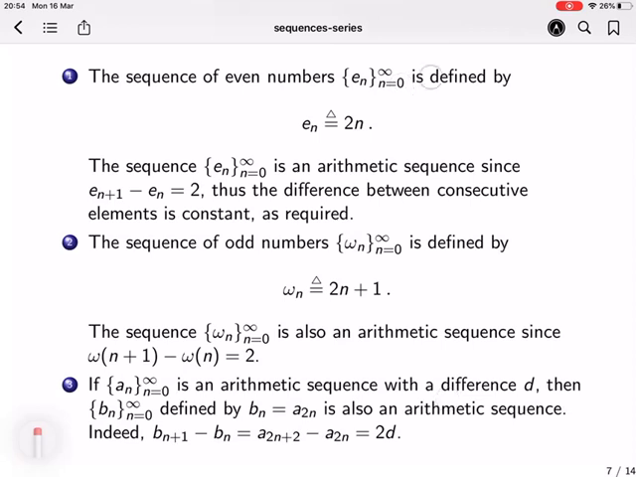Now, you can see that the third example is actually related to the first example. Because in the first example, what we did is we took the standard arithmetic sequence 0, 1, 2, 3, 4, 5, and we took every second element. That gave us the even numbers. And the difference in the original sequence was 1, and in the even numbers, the difference is 2. So the third example is just a generalization of the first example. Good.